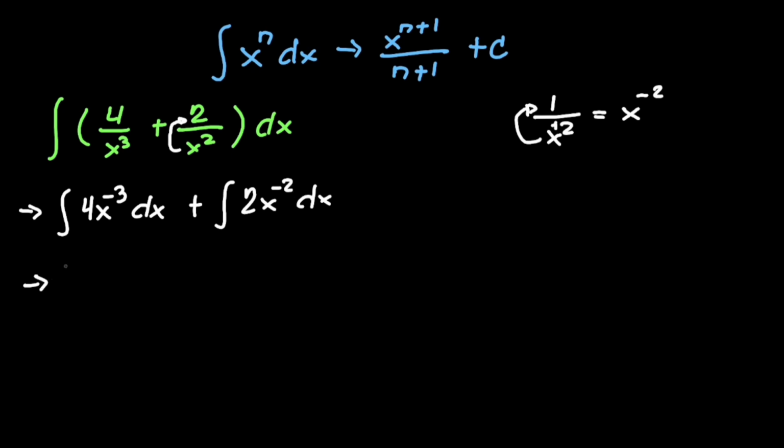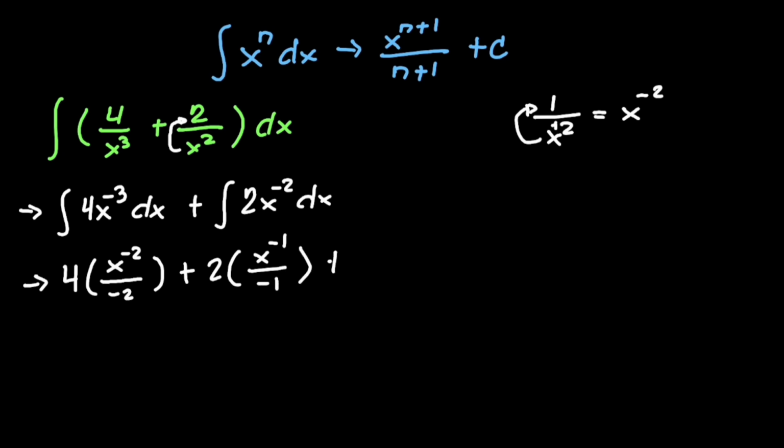So in any case, 4 multiplied by the integration of x raised to the power of negative 3. So x raised to the power of negative 2, because negative 3 plus 1 is equal to negative 2, over negative 2, plus 2 multiplied by x raised to the power of negative 1 over negative 1, plus c.